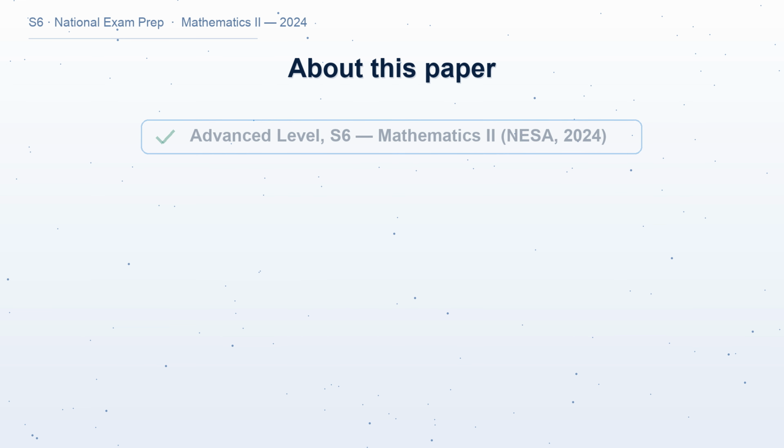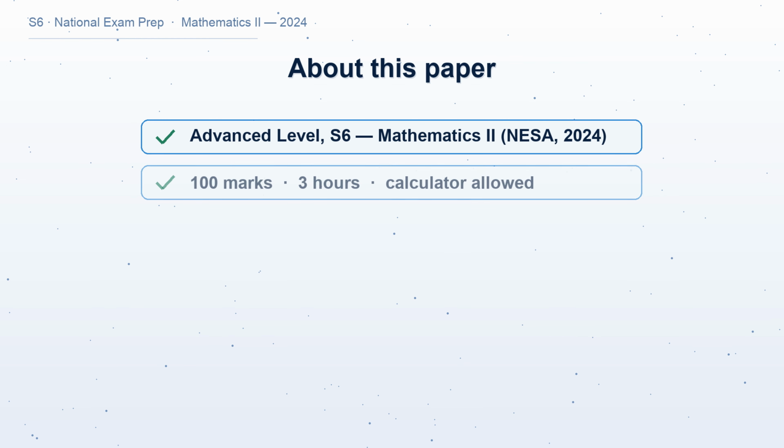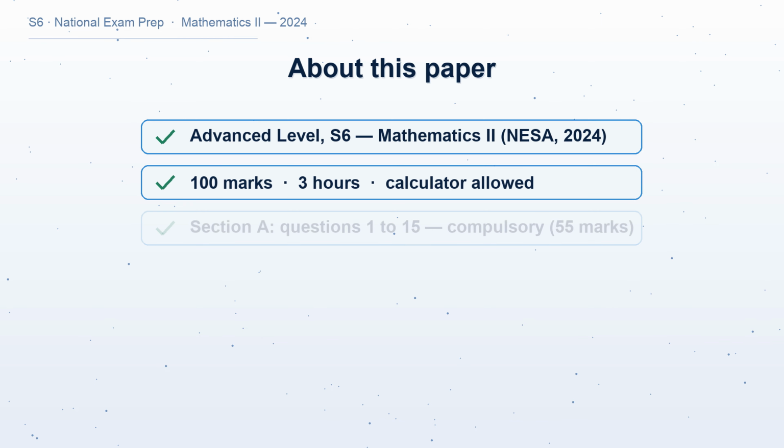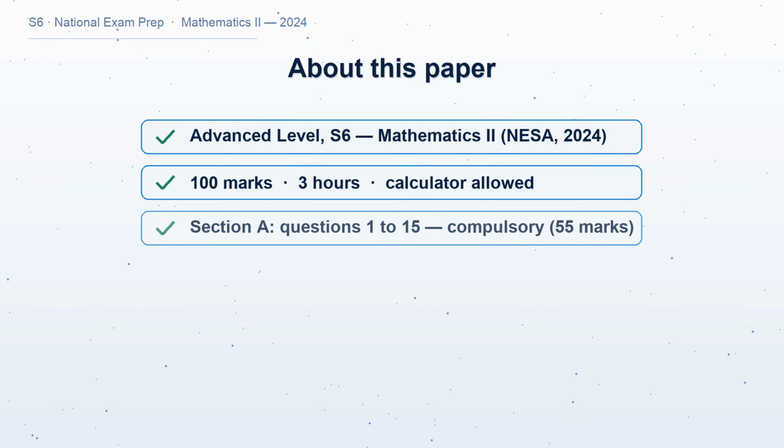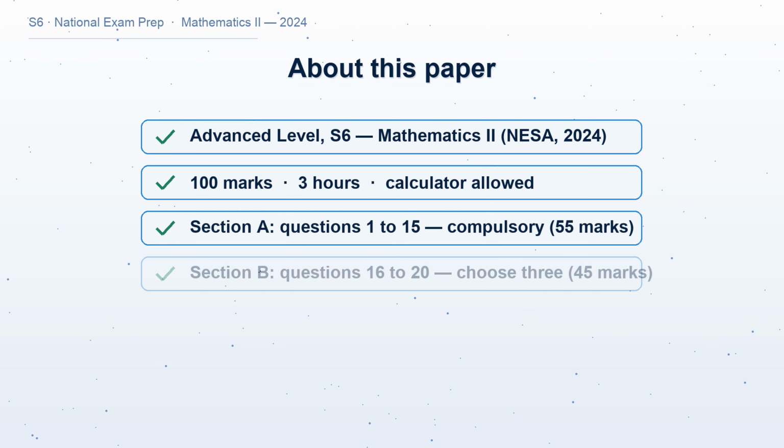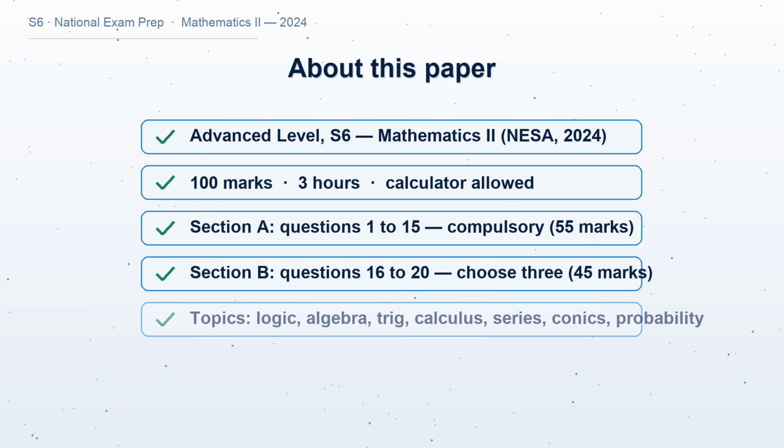It carries 100 marks over 3 hours, and a calculator is allowed. Section A is questions 1 to 15, all compulsory, worth 55 marks. Section B is questions 16 to 20, and you choose any 3, worth 45 marks. The topics span logic, algebra, trigonometry, calculus, series, conics, and probability. Let's start with Section A.